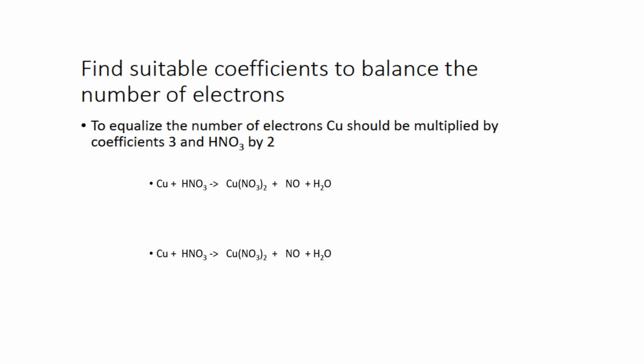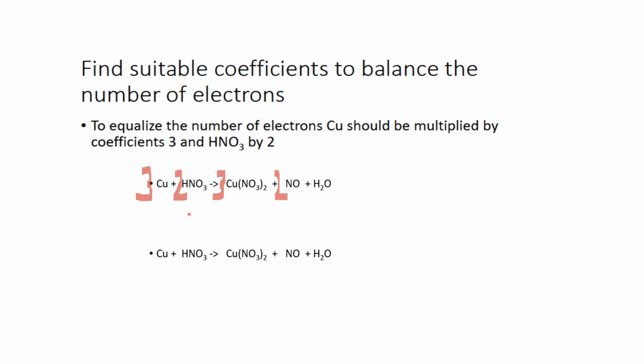In the earlier step, we have determined the coefficients to equalize the number of electrons. Therefore, copper is multiplied by 3, nitric acid with 2. So copper nitrate therefore has to be multiplied by 3 and nitric oxide by 2. So these are the coefficients that we get after equalizing the number of electrons. Now as soon as we multiply the reactants with the appropriate coefficients, let us count. Copper on the reactant side is 3, product side is also 3.